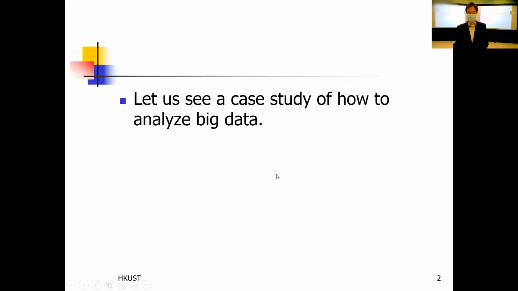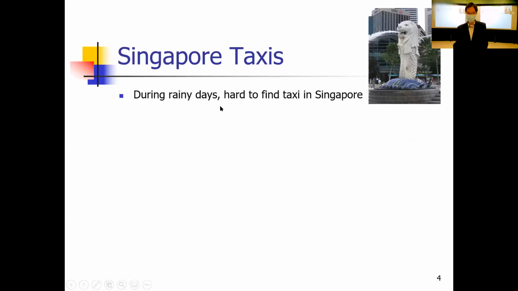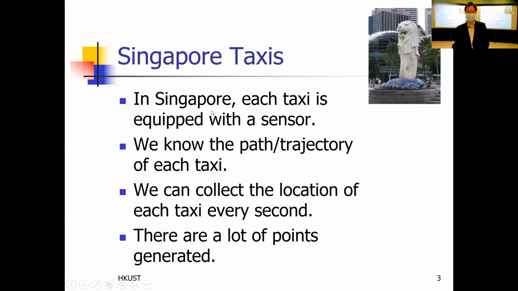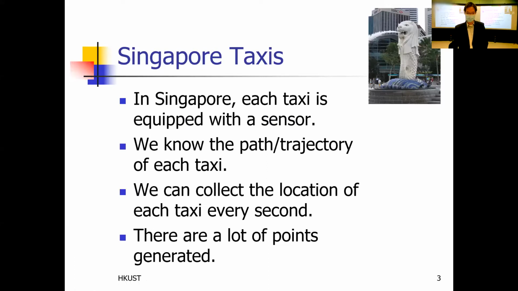Let's see a case study of how to analyze big data. Here is a data set in Singapore. In Singapore, each taxi is equipped with a sensor. We know the path and trajectory of each taxi based on this sensor. We can collect the location of each taxi every second, so a lot of points are generated.